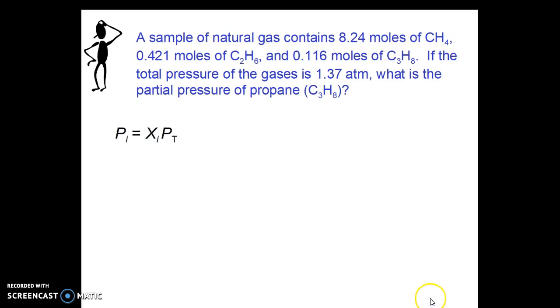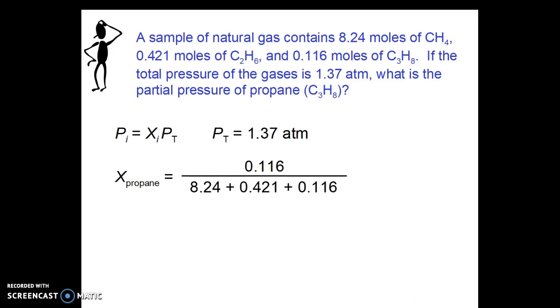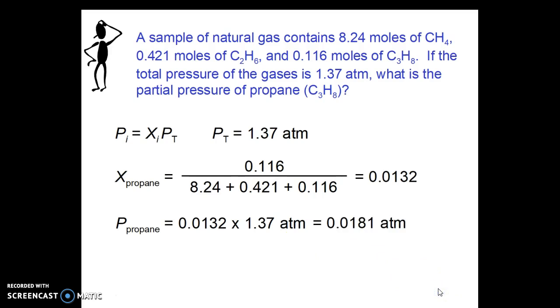The pressure of any component is equal to the mole fraction of the component times the total pressure. The total pressure here is 1.37 atmospheres. The mole fraction of propane, if you simply look, we've got the moles, is 0.116 divided by the total number of moles, which we added up. That would be 0.0132. That's the mole fraction. Therefore, the pressure of the propane is the mole fraction times the total pressure, 1.37 atmospheres, or 0.0181 atmospheres. Very simple type of problem to do.